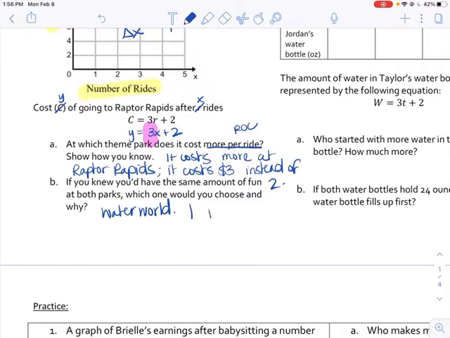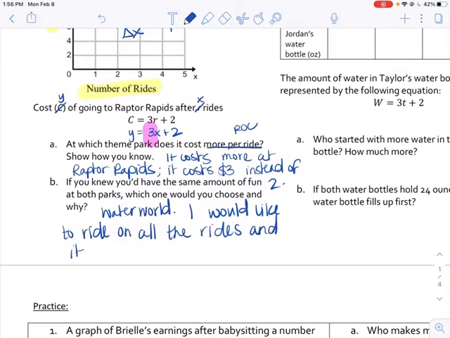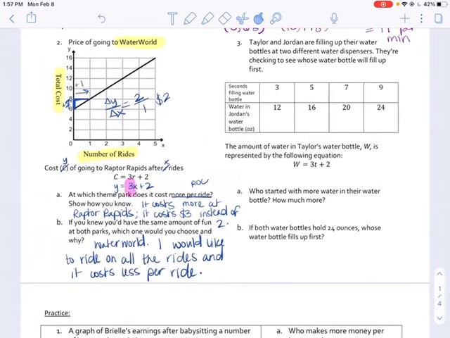I would like to ride on all the rides. And it costs less. It costs less per ride. Okay, so that one was another one where I really only had to talk about the rate.